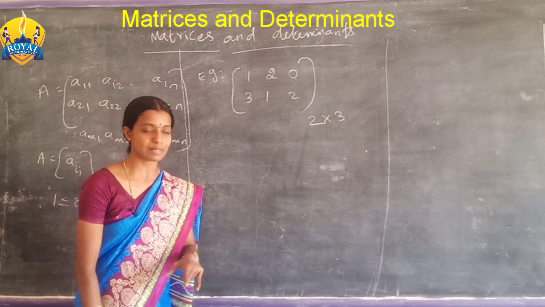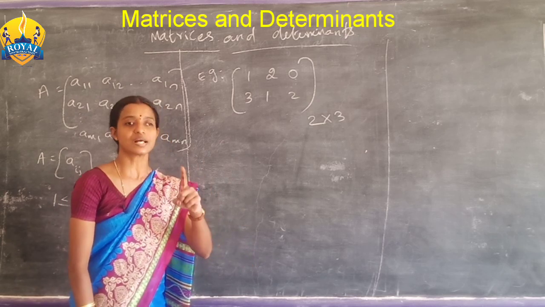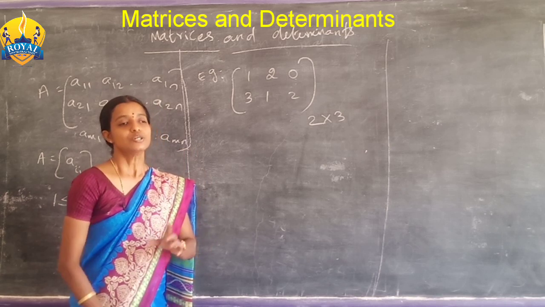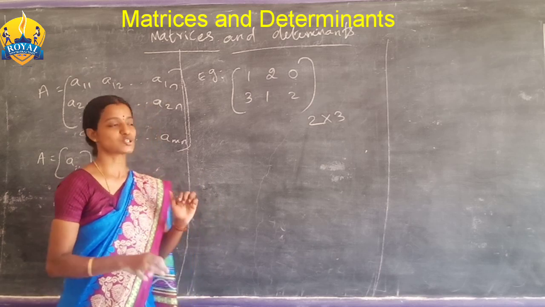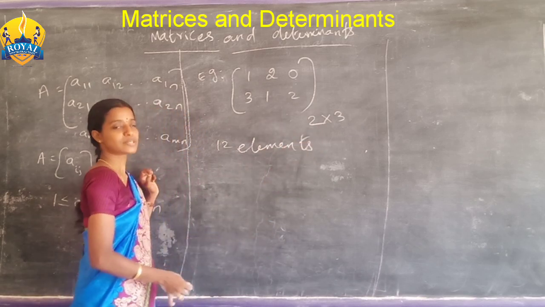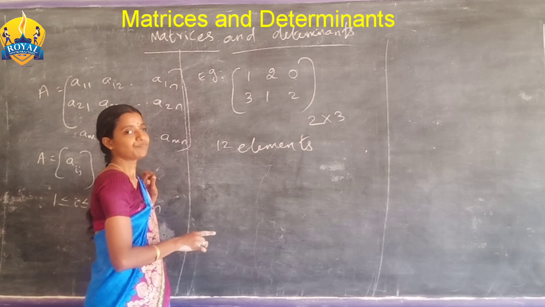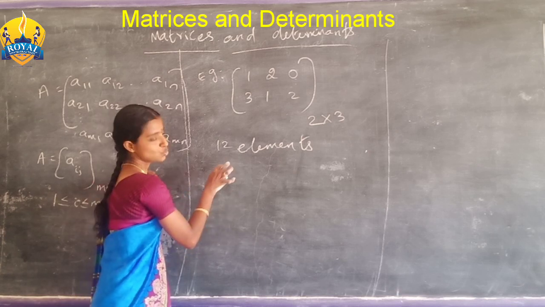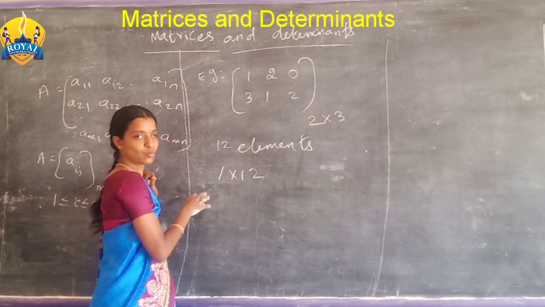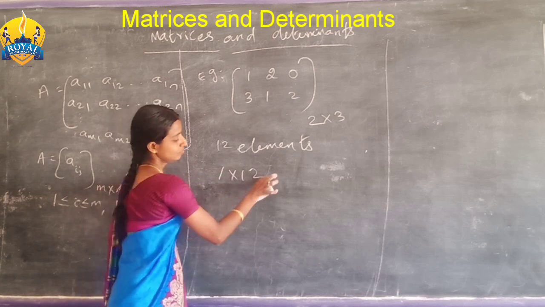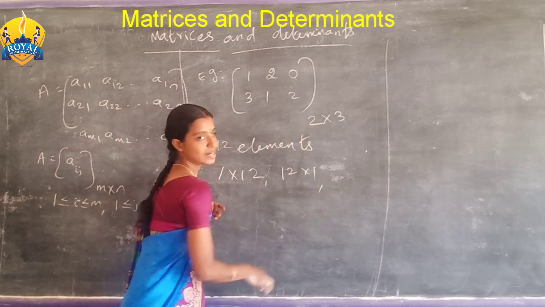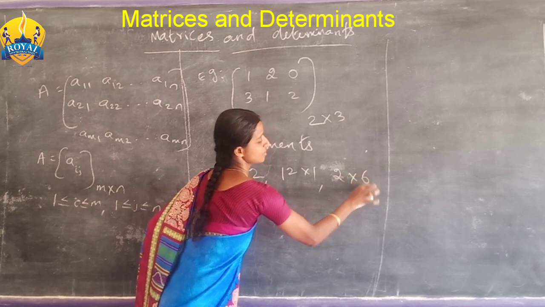My possible orders are nothing but the product of rows and columns. You should write it as an ordered pair of natural numbers. So, suppose we have 12 elements, what are all the possible orders? My orders should be an ordered pair of natural numbers. So, possible orders are 1 cross 12. I can have only one row but 12 columns. Next possible is 12 rows and 1 column, 12 cross 1. The next possible order is 2 cross 6.